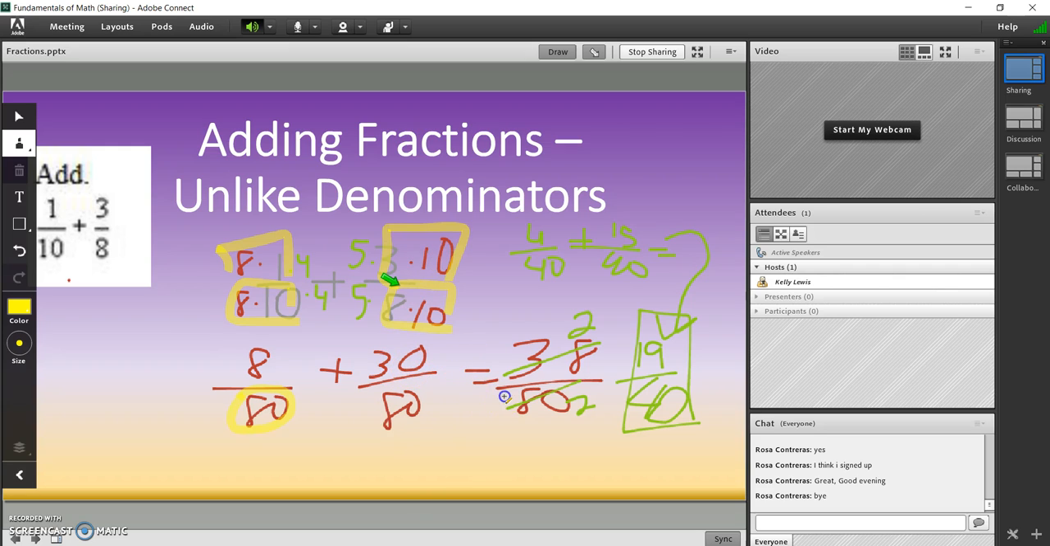And when we add them, keep the bottom, and then 30 plus 8 is 38. Okay, but 38 over 80 is not a reduced fraction. So you got to divide everything by 2, and you get 19 over 40.